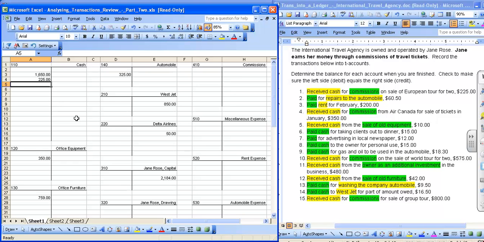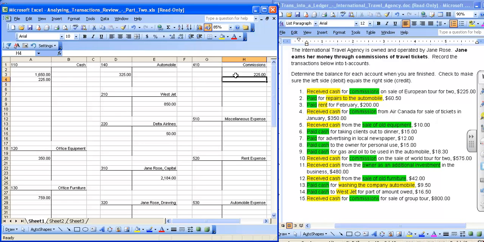And why are we getting cash? We're getting cash because of commissions. Commissions adds to what our business is worth, and so the amount is going to be written on the right-hand side or the credit side of the account. Something to remember, you always have to have your debit numbers equal your credit numbers. So if we put 225 on the debit side, you're going to have to put 225 on the credit side somewhere.